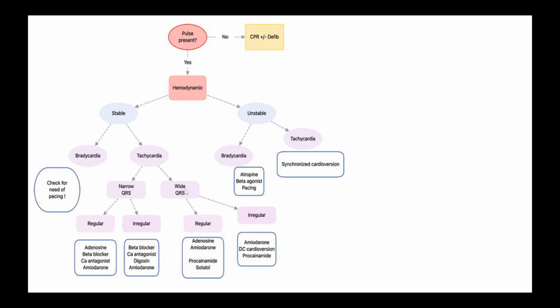And if it is a wide QRS, again identify whether it is regular or irregular. Regular, again the same treatment. Irregular, then you can go for DC conversion or procainamide. But if the patient is hemodynamically unstable and bradycardia is present, you must immediately think of giving atropine and beta agonists like isoprenaline, dopamine, and pacing to be kept ready. And if the patient is unstable with tachycardia, straight away CPR and synchronized cardioversion should be done.